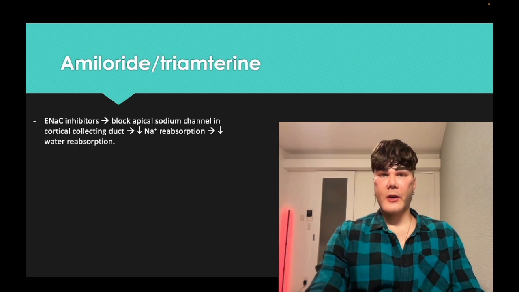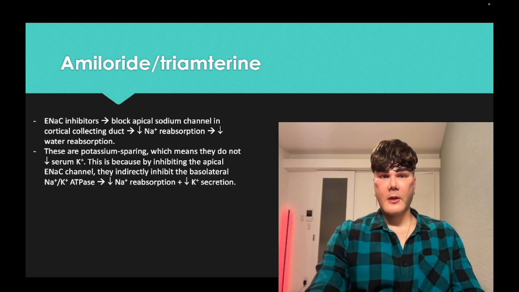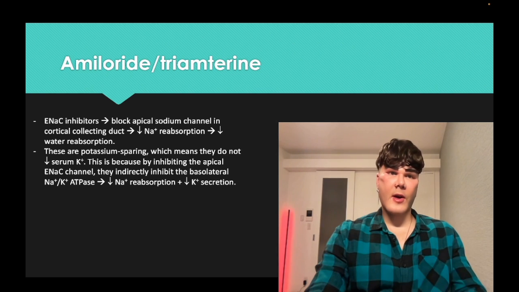So amiloride, triamterene, those are your potassium-sparing diuretics. They inhibit ENaC, so decrease sodium reabsorption distally, prevent water reabsorption because water follows sodium. And these indirectly inhibit the sodium-potassium ATPase transporter on the basolateral membrane of the cortical collecting duct. It's a long discussion in terms of the physio, but that's ultimately why they're potassium sparing, because you have the sodium-potassium ATPase pump reabsorbing sodium, secreting potassium. But if you block ENaC on the apical membrane, you're going to indirectly shut it off.